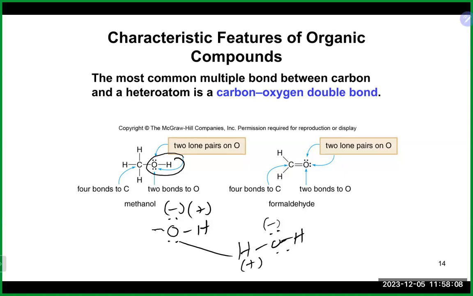And that is the idea of "like dissolves like" that you might have heard when you talked about solubility. Things that have similar types of intermolecular forces will be soluble in each other. So that's why polar things and polar things are soluble in each other. Nonpolar and nonpolar things are soluble in each other because they can interact really well.